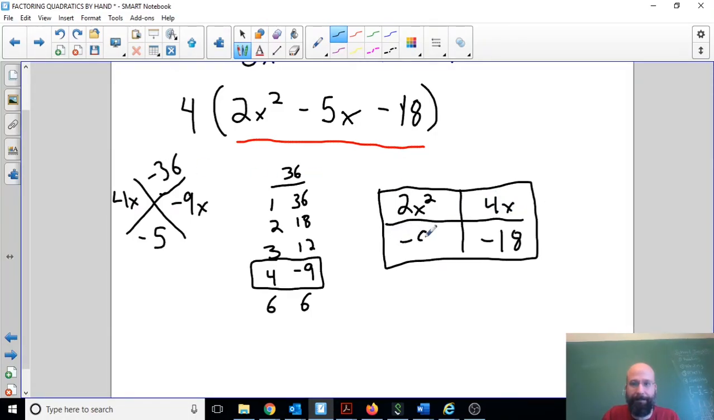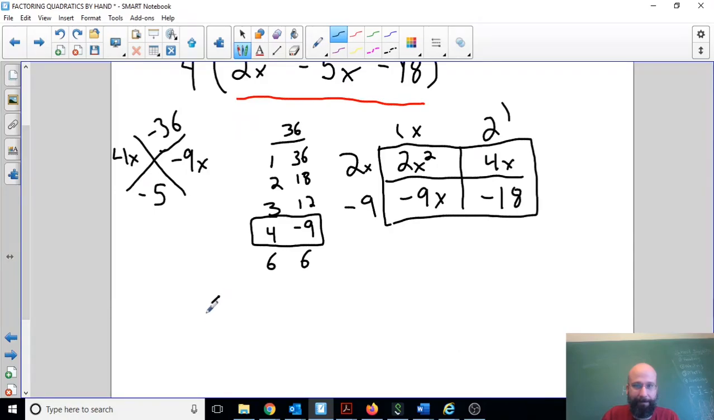4x and negative 9x. So I find the GCF this way and I just have x. I find the GCF this way and I just have 2. And the GCF going this way, I have 2x. I find the GCF going this way. Since this is negative on the outside, I have to pull out the negative 9. And then I have my two terms. So I would have x plus 2 and 2x minus 9.